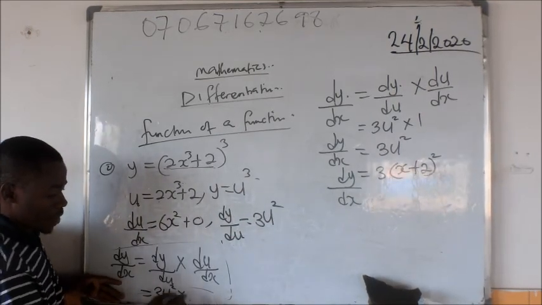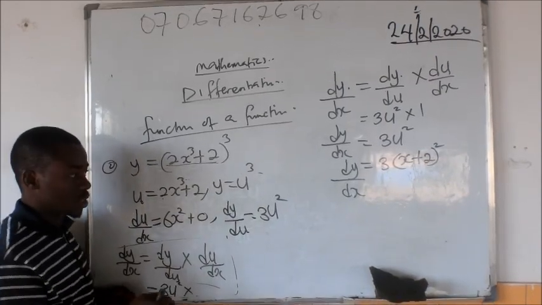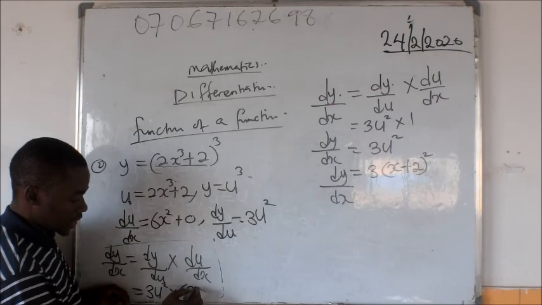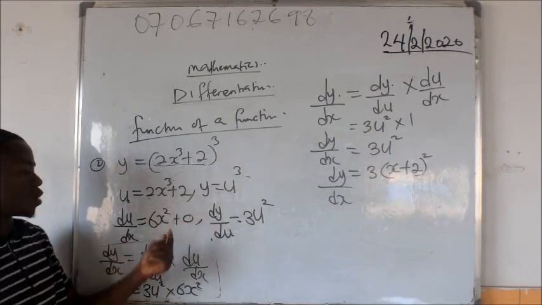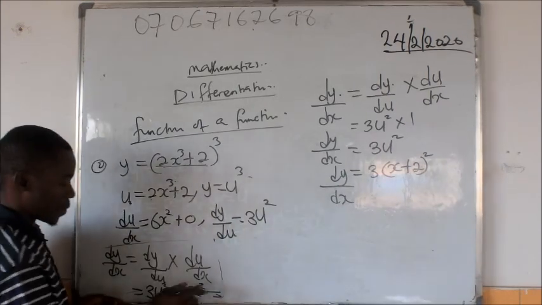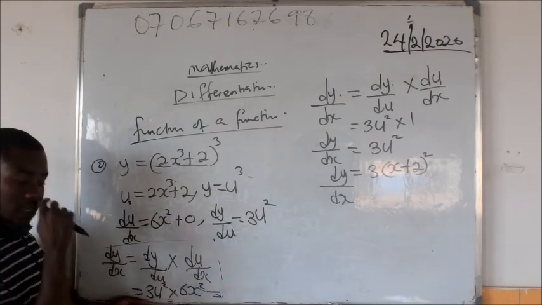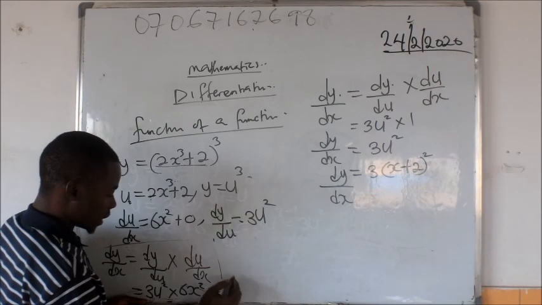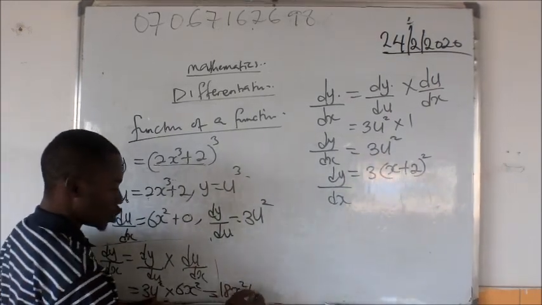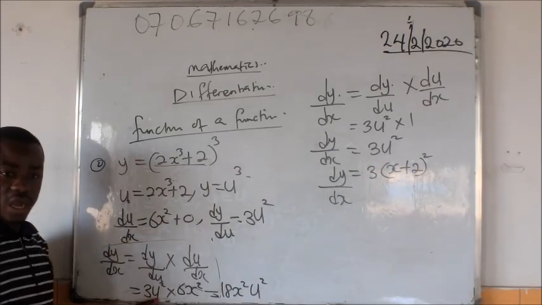3u squared multiplied by du dx is what? 6x squared, right? Because 6x squared plus 0 will give you 6x squared. Now you multiply the two together. 3 times 6, that is what? 18, right? 18x squared multiplied by what? u squared. Are you getting it?